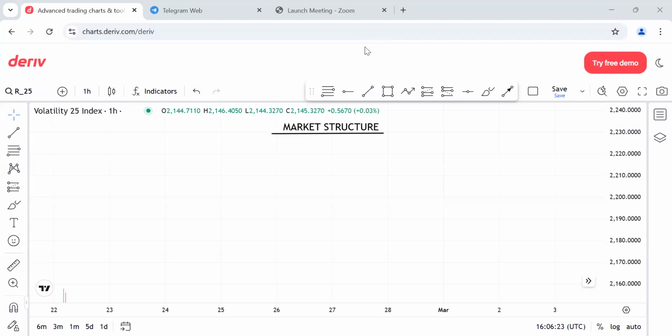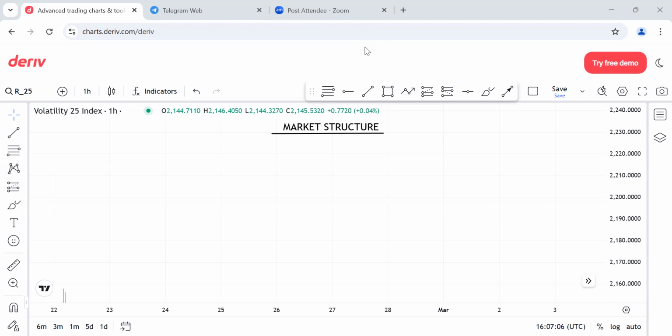In our last session, we did an intro to market structure, where I explained market structure and we had a sketch of the different states of the market, the different structures in which the market can form. We made mention of the bullish state, which I gave a sketch of, the bearish state and the consolidation state.